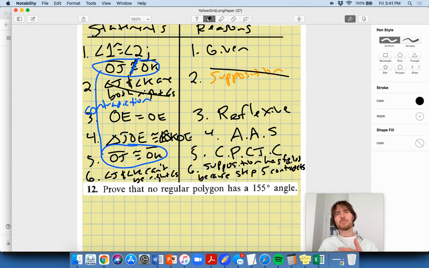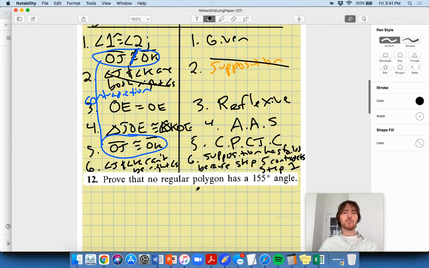Known facts are sometimes other theorems that might exist out there, but this is just a given premise. So it's either a given premise or a known theorem that gets contradicted. Step 5 contradicts step 1. And there you have it. There you go. All right, so number 12, you got to do this one.